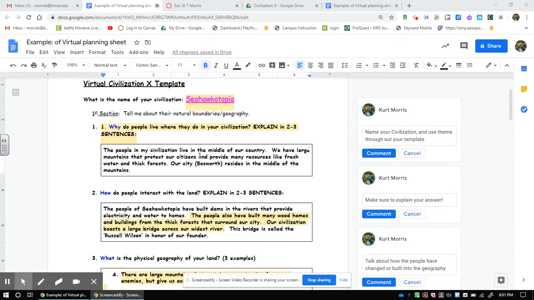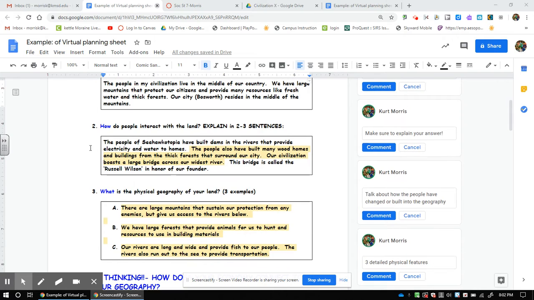The people in my civilization live in the middle of our country. Why? We have large mountains that protect our citizens and provide many resources like fresh water and thick forests. Our city, Bosworth, after Brian Bosworth, Seattle Seahawks, when he used to play in the 80s, resides in the middle of the mountains. Okay. So that's why people live where they do, because of the thick forests, the water, and the mountains to protect them.